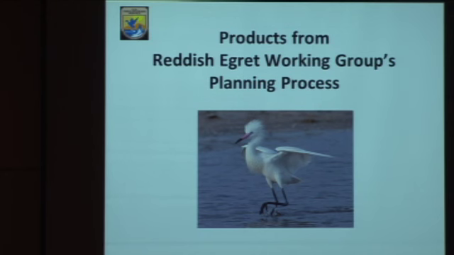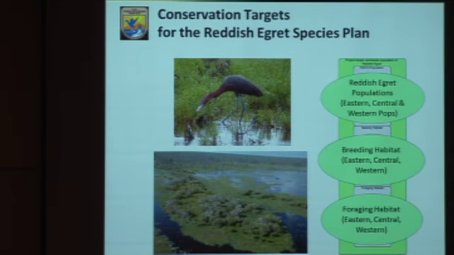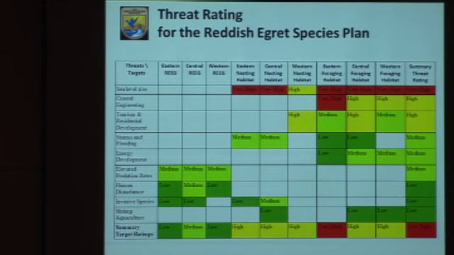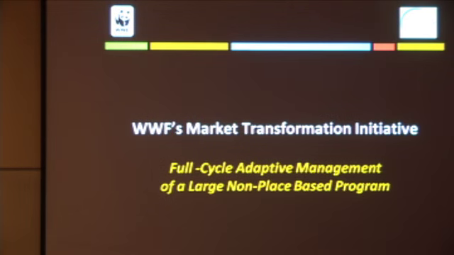Similar examples would be doing a plan for the reddish egret across its range. So here again, our choice of targets is at fairly large scales. We're caring about the egret populations, their breeding habitat, and their foraging habitat. And we can think about those targets, and again, we can think about threats and rating the different threats to those different targets. Again, prioritizing what to do and where to work. There's one last example at a large scale.